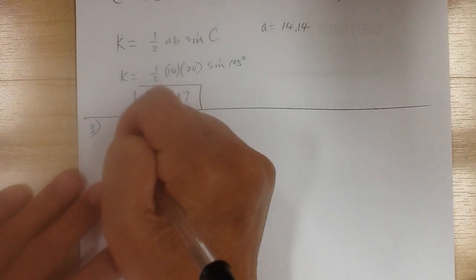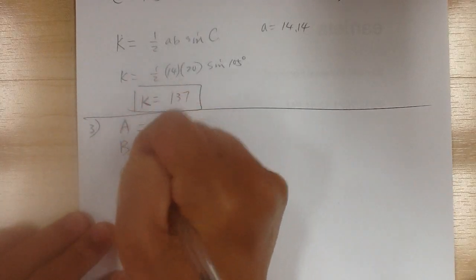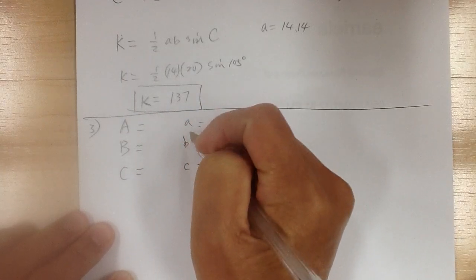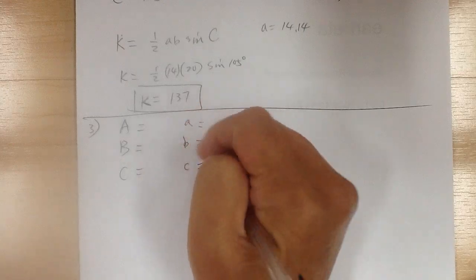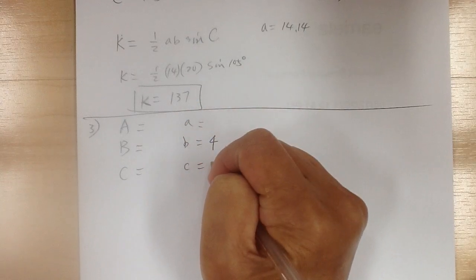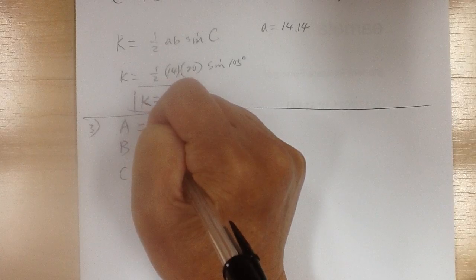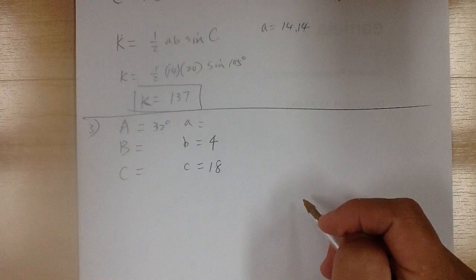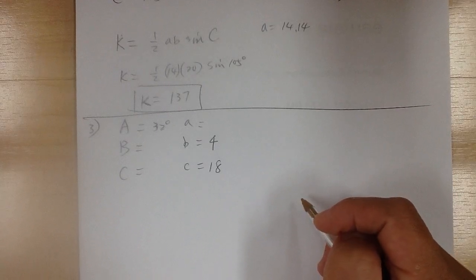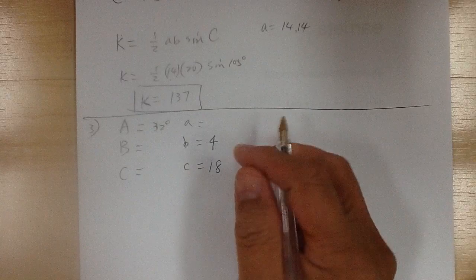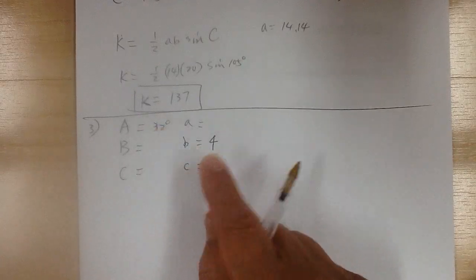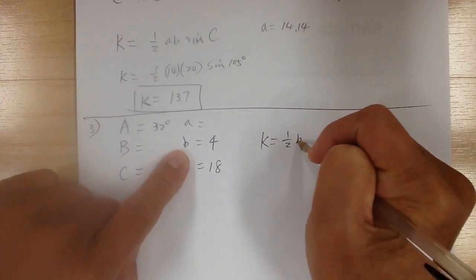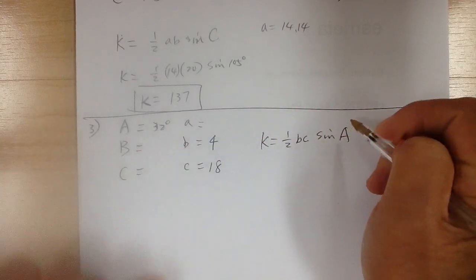Okay, number 3. Let's get our information. Number 3, B equal to 4, C equal to 18, angle A equals to 32 degrees. So this is kind of nice because this is all three different letters already. So we can just use K equal to 1/2 BC sine of A.